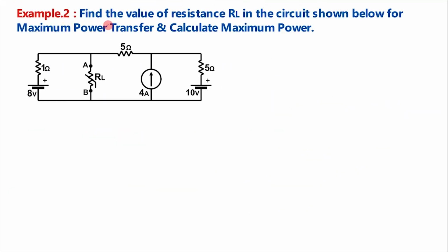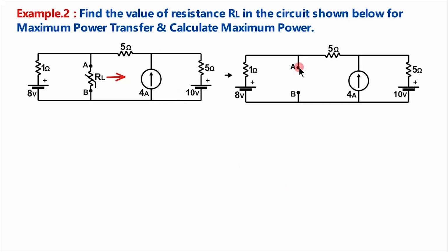In the second example also, we are asked to find the value of this load resistance for maximum power transfer, and we have to calculate the maximum power delivered. For that, first of all, we have to remove this load resistance so that our figure becomes like this. See here, between A and B, the load resistance is removed.